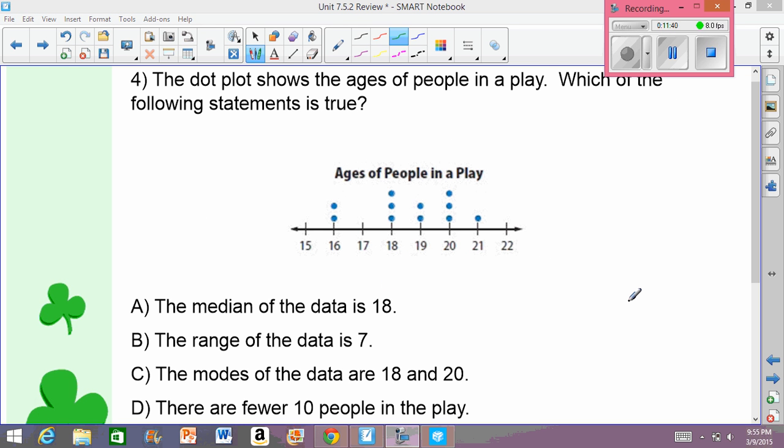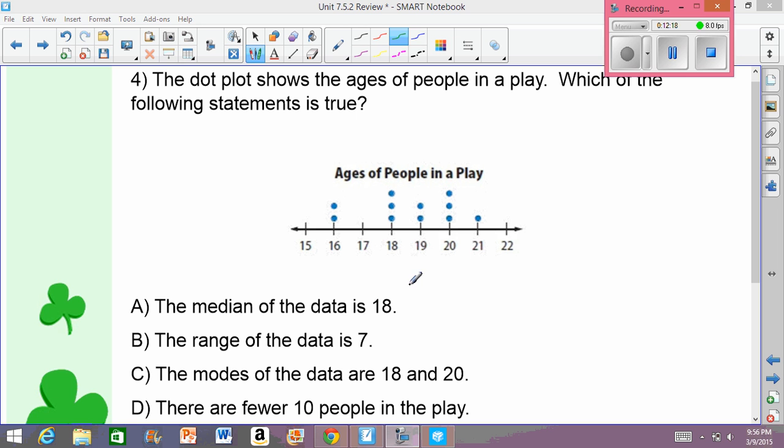Moving on to number 4, it says the dot plot shows the ages of people in a play. Which of the following statements is true? So remember, a dot plot is always going to be on a number line, and it tells us how many people in the play are at that age. So we can see there's nobody age 15, nobody age 17, nobody age 22. We can see that all the people in the play are from the range of 16 to 21. So we're looking for our true statement out of our options.